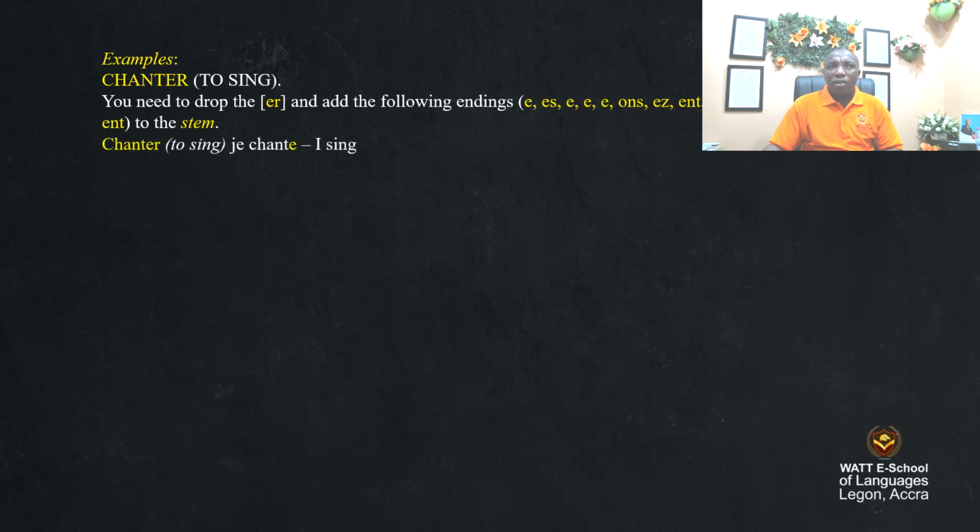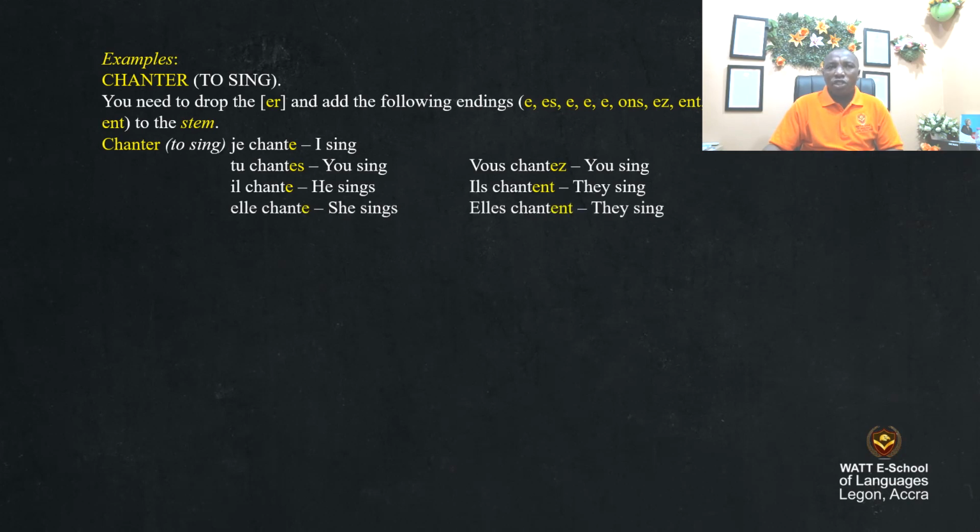Chanter, to sing. You say, je chante, I sing. This is the present. Tu chantes, you sing. Vous chantez, you sing. Il chante, he sings. Ils chantent, they sing. That's the plural I'm giving you. Elle chante, she sings. Elles chantent, they sing. Nous chantons, we sing.